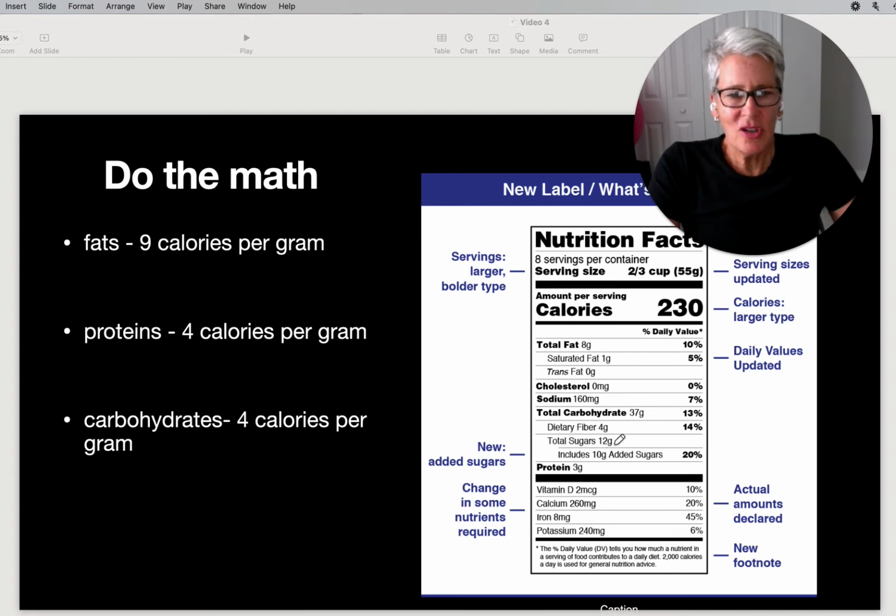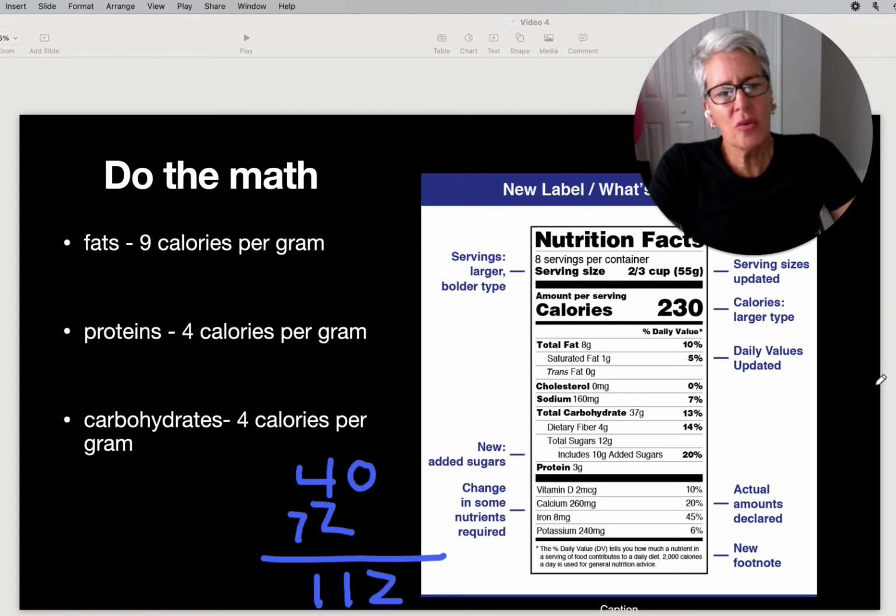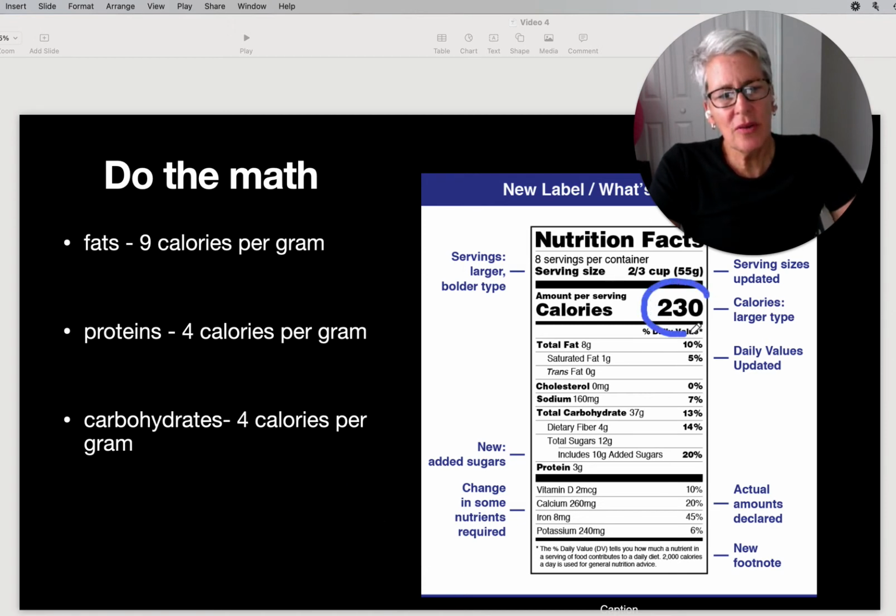So if we look at sugar, and again, I'm interested in this added sugar, and sugar is a carbohydrate. I'm going to multiply that added sugar times 4. I have 40 calories from sugar, and I have 72 calories from fat. This gets me around 112, I believe. And so I have 112 of these 230 calories a serving that are coming from sugar and fat. That tells me that this potentially could be ice cream. This is a dessert kind of product.